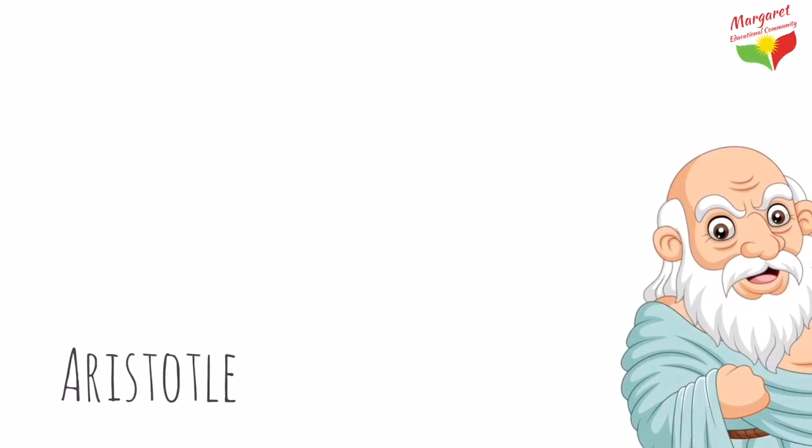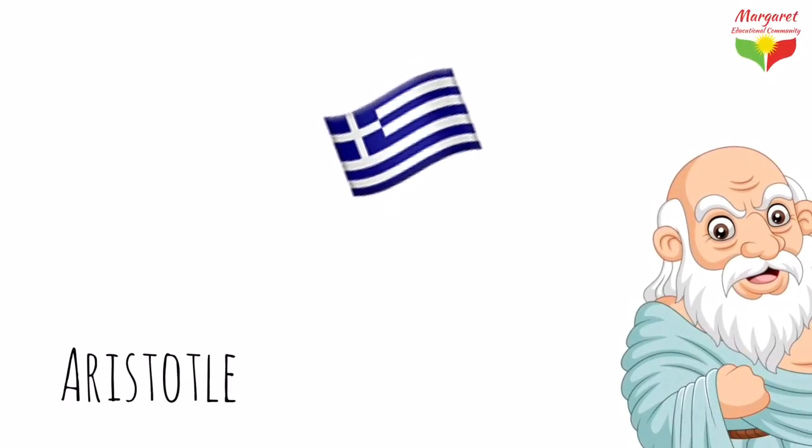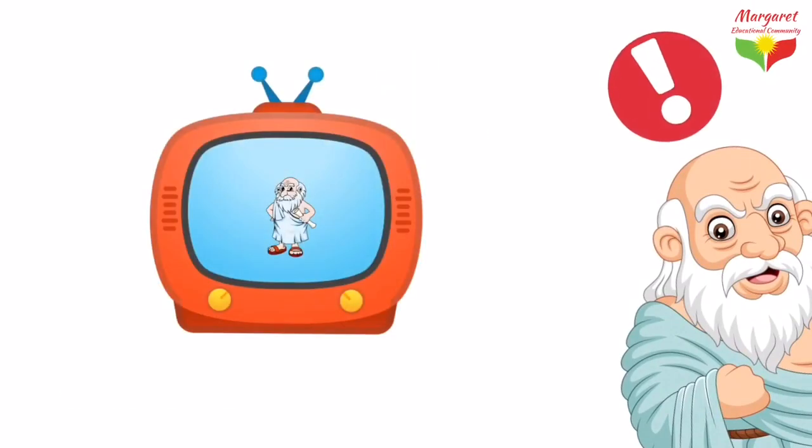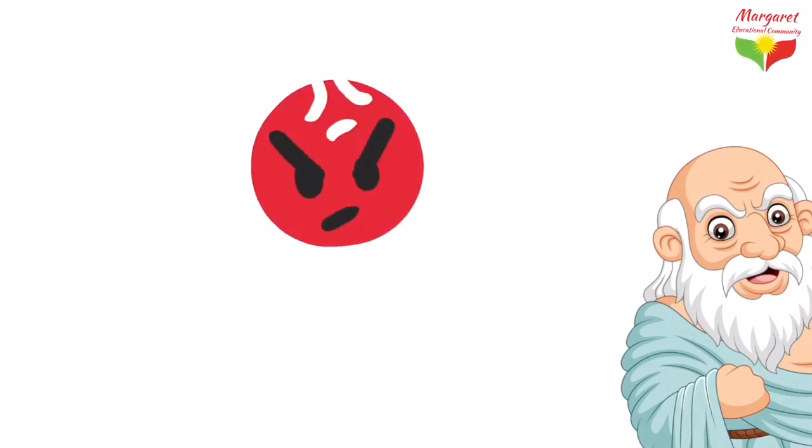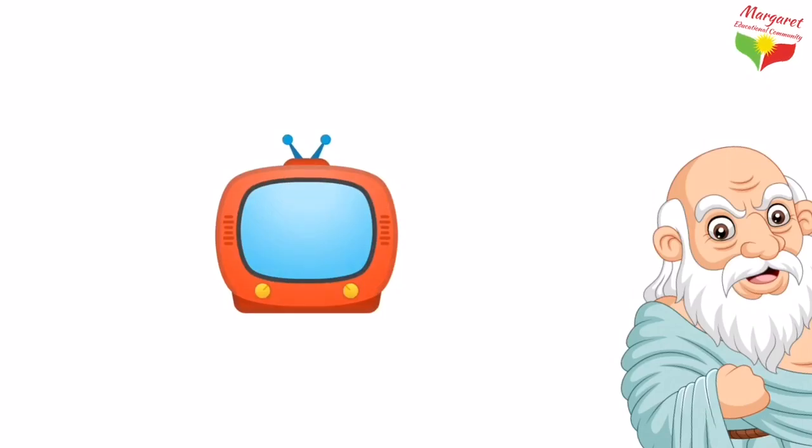When Aristotle, another Greek philosopher, saw Democritus talk about his thoughts on TV, he got really mad. He decided to give his opinion on TV.